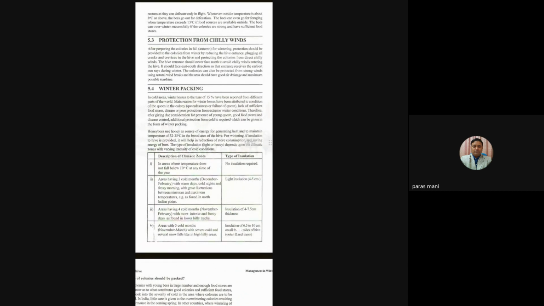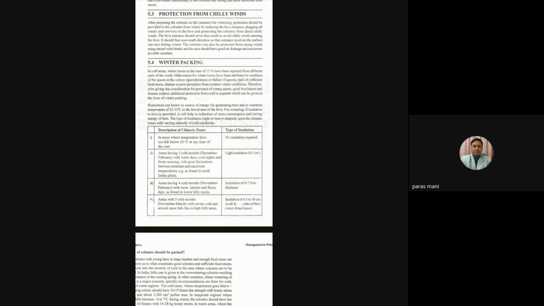This is usually given with respect to only Himalayan regions, or with respect to the American or European countries' specifications, where the temperature falls below 10 degrees Celsius in the winter.